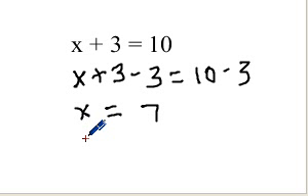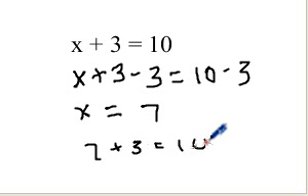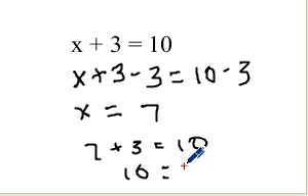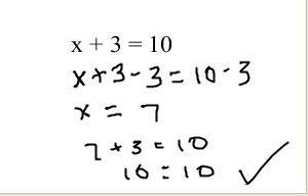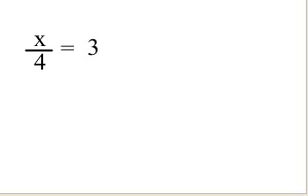So our next step is to verify that. So all we do is take our 7 and put it where the x was in our equation. And we can see that 10 equals 10. So in fact, that's the correct answer. So this is another one-step equation because there's only one operation involved in this equation.